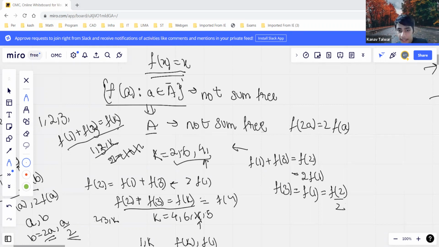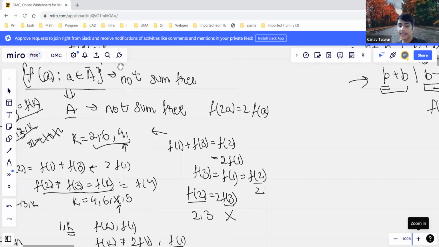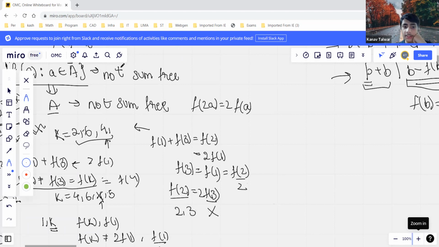Yes. Perfect. So we must have that f of 2 is equal to twice f of 3. Thus the set f of 2 and f of 3 is also not sum free. Hence the set 2, 3 was not sum free, which is not true, right? Is this clear that this is a contradiction? Yes. Perfect. So this kind of motivates us to do injectivity, just because we didn't use much about 3 and 1.